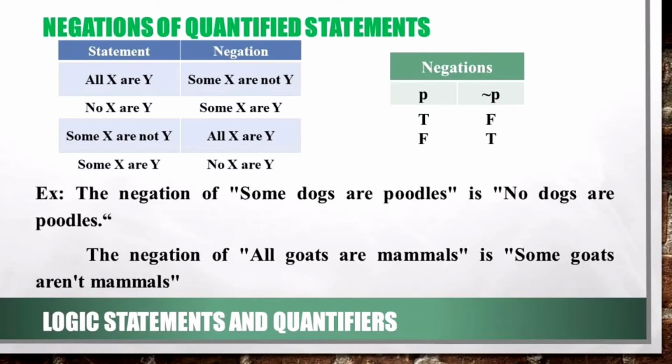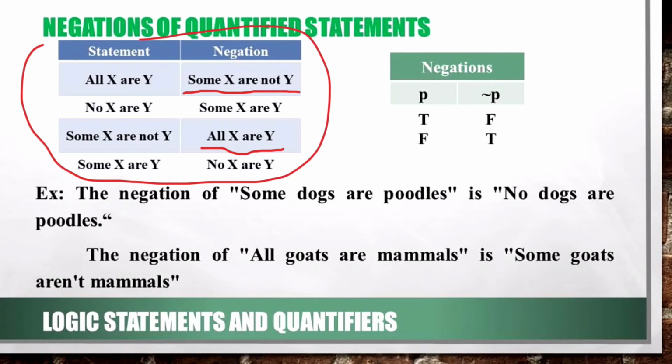The statement all x are y has the negation some x are not y. The statement no x are y has the negation some x are y. The statement some x are not y has the opposite, all x are y. And some x are y has the negation no x are y. So here, the statements are simply reversed, swapping places along with their truth values.